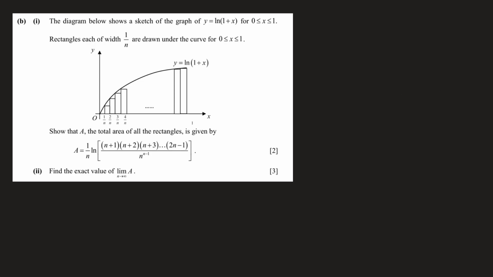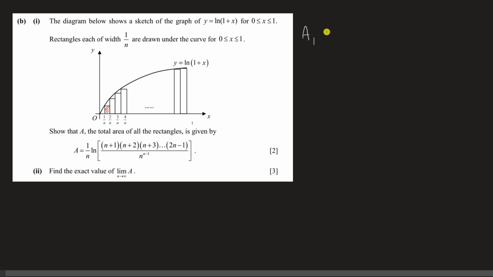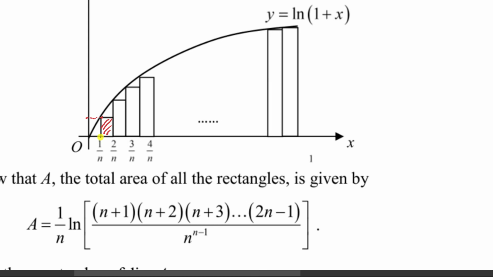Don't panic when you see this kind of question. Take note of rectangles. Find out the area of the rectangles one by one and you will be able to solve it. Let's take a look at the very first rectangle you see. What is the area of the first rectangle? After all, they want the total area of all the rectangles. So the area of the first one is breadth multiplied by the height. What is the height? You can get it by subbing in 1 over n. Let me zoom in. You can sub in 1 over n into your equation to give you the y value.